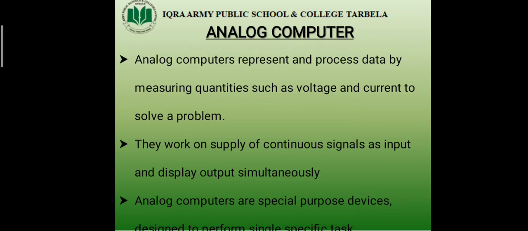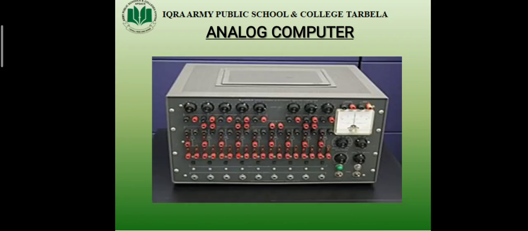They mainly consist of electrical devices such as resistors, capacitors, transistors, etc. As you can see on the screen, this type of analog computer consists of resistors, capacitors, transistors, and a voltmeter is also used in this type of analog computers.